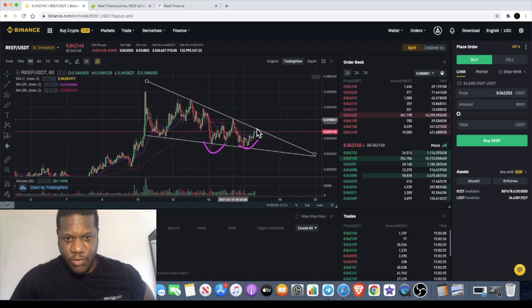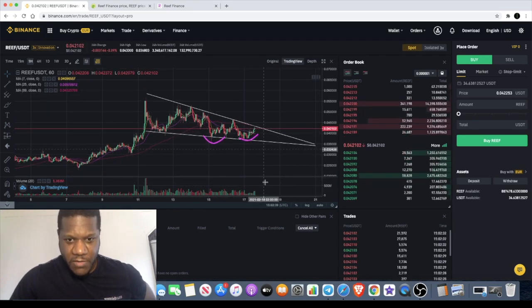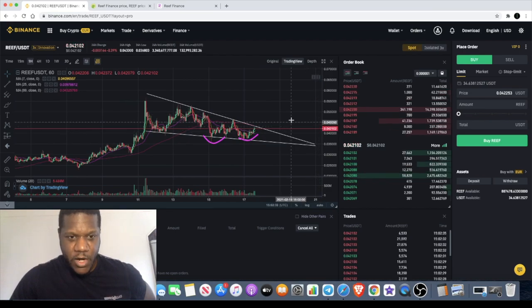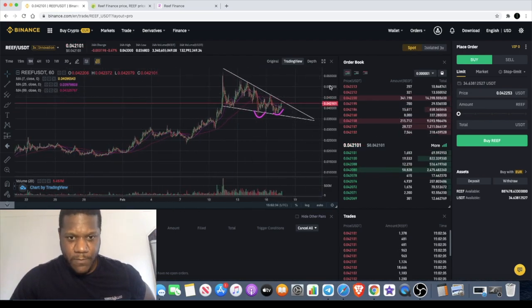with the triangle, this downward sloping resistance. If we get a break from that, hopefully we'll see some volume come in and take that a little bit higher in the short term.